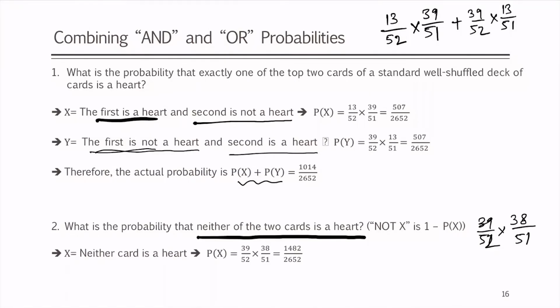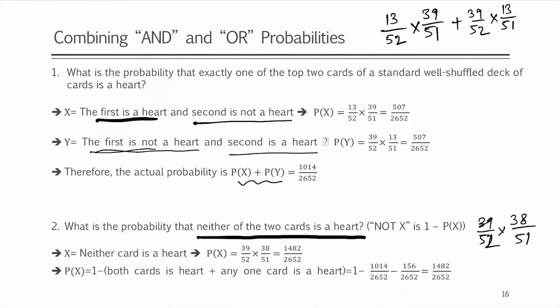This is the first one that I did. For the second, both cards are hearts or any one card is a heart. Any one card being a heart we have already got on top, and both cards being hearts we have also calculated before. When we subtract that, we get the same number as before. So, what I am saying is that there are different approaches to get the probabilities. Once you think about the event in mind, you will be able to get to it.